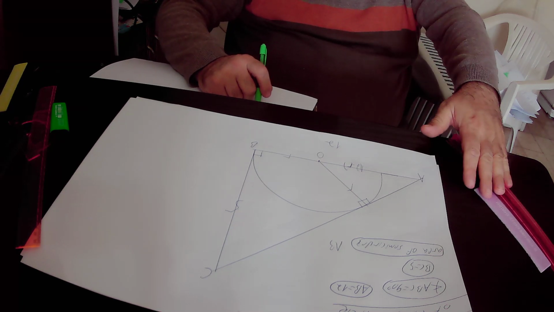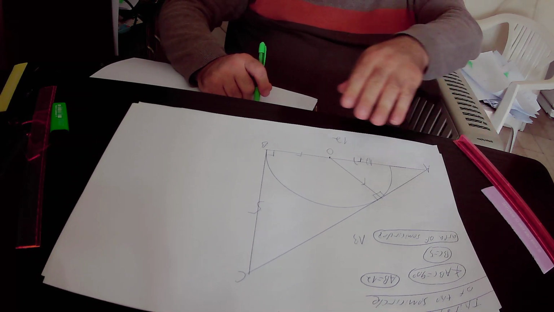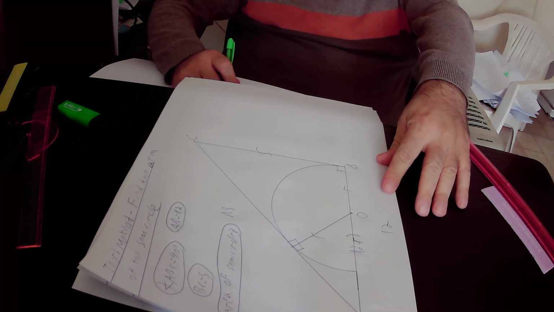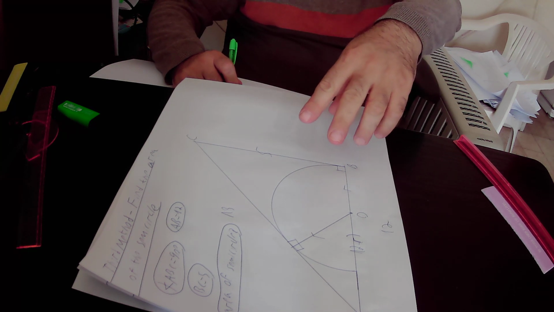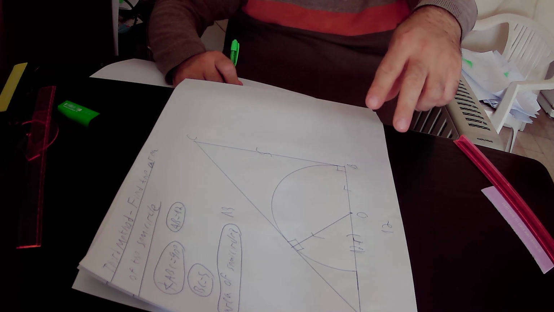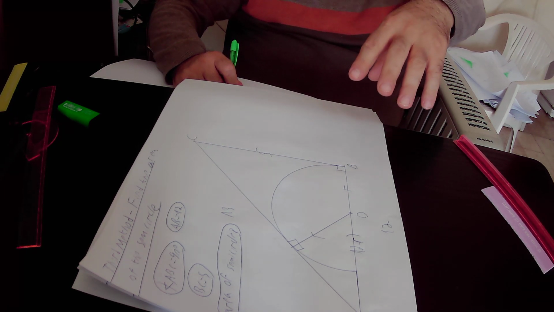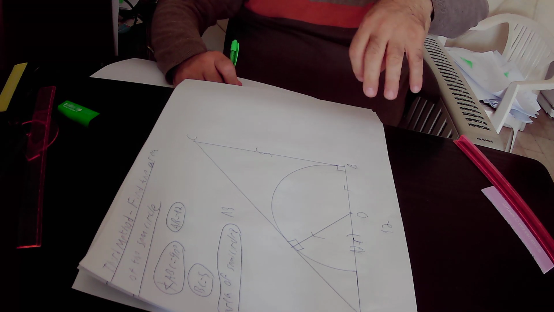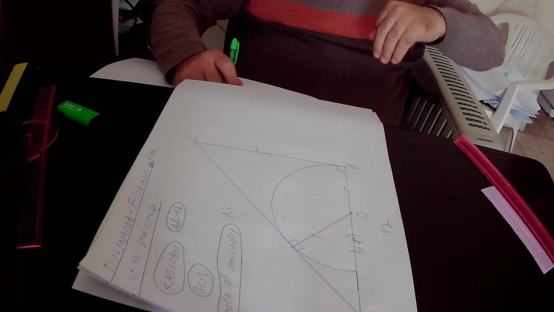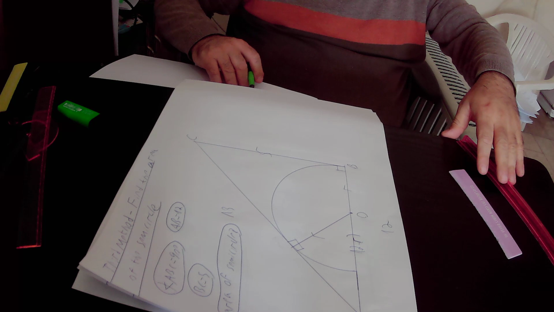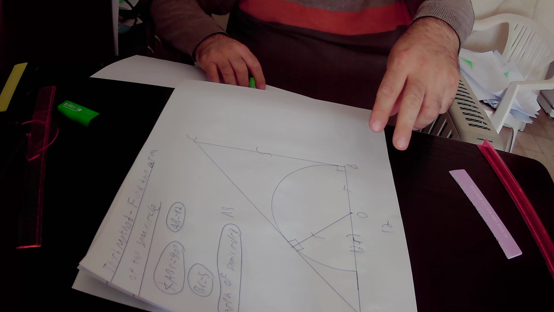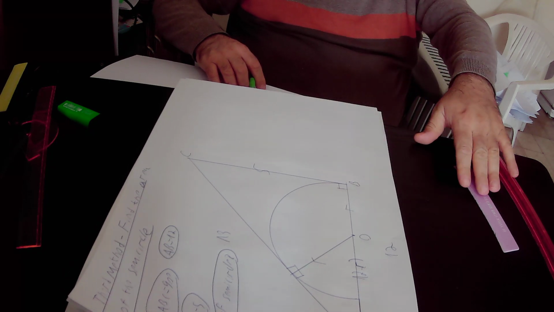So in the third method, we will draw a mirror image of this figure, and we will join this figure with its mirror image, and in this way we will get a circle that is inscribed inside the triangle. So I will draw the combination of this figure with its mirror image.